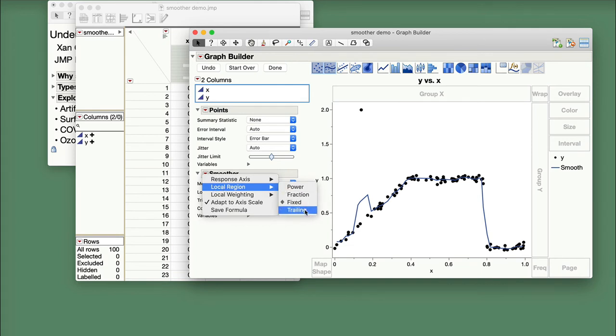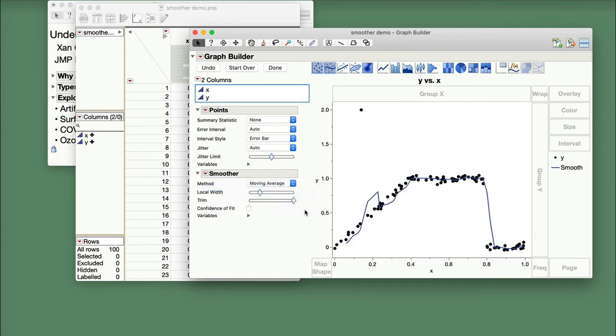We can change that to trailing, and you can see the effect of what I was mentioning, how, as you're going up, the smoother is always a little bit behind the actual data. Especially if we make that, this is a five value interval, we can make it more, and you'll see it trailing more.